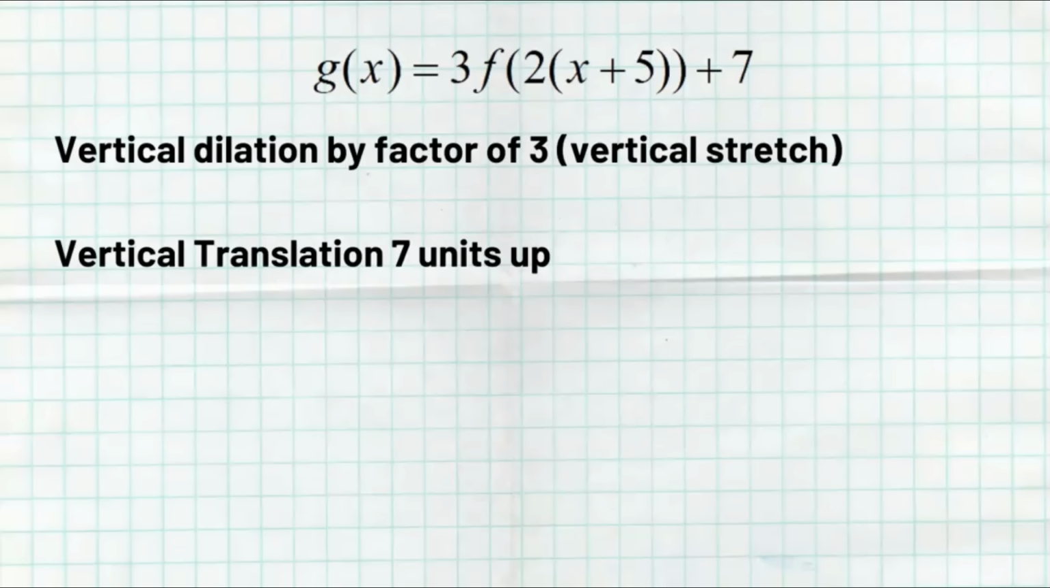Then we see a vertical translation 7 units up. This is the plus 7 on the end. That's going to move me 7 units up. It's going to take the whole function collectively up 7 units.